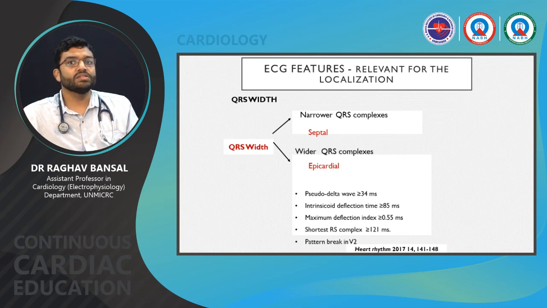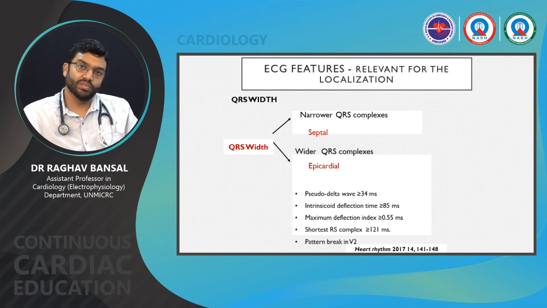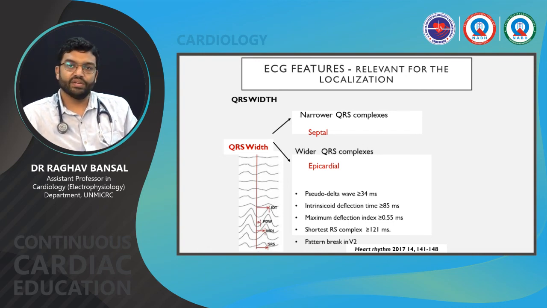While a very wide QRS, especially more than 180 milliseconds, points towards epicardial complexes. Epicardial origin can be further suggested by other features, which include a pseudo delta wave more than 34 milliseconds, which is like a delta wave seen in WPW syndrome, or intrinsicoid deflection time more than 85 milliseconds, which is nothing but the measurement from the start of the QRS complex to the first peak of the QRS complex in the anterior precordial leads. Maximal deflection index is again the intrinsicoid deflection time divided by the total QRS width.